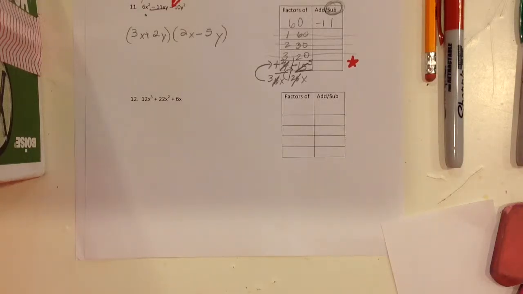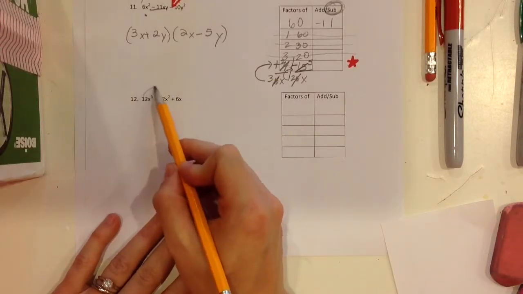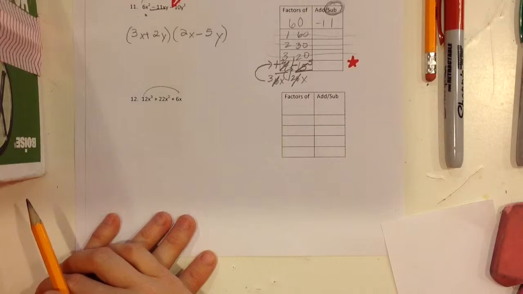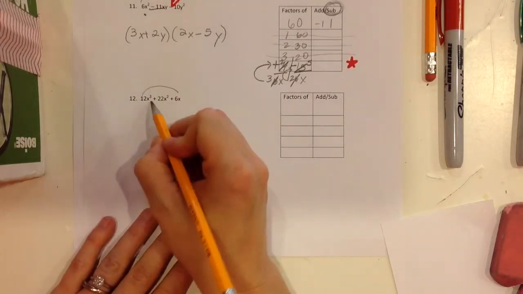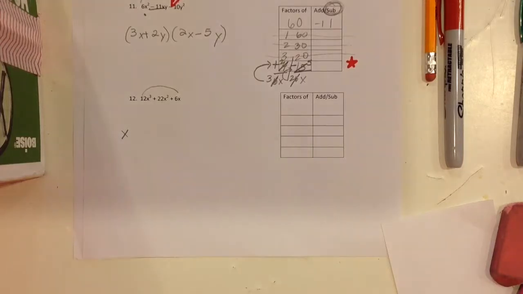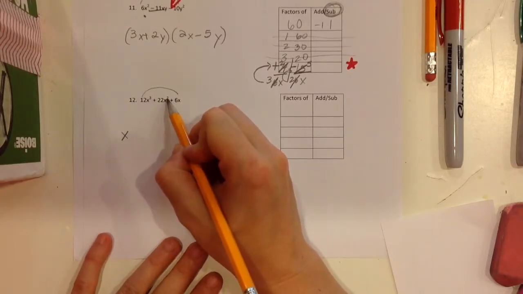Okay, number 12. We're still factoring trinomials. All right, so I have 12x³, 22x², and 6x. What's catching my eye before I even do my factoring is this x cubed. And I told you if you had an x cubed that you would probably have a GCF for your variables. And if you did have a GCF for your variables, you needed to look for one for your numbers as well. So I have an x cubed, an x squared, and an x.